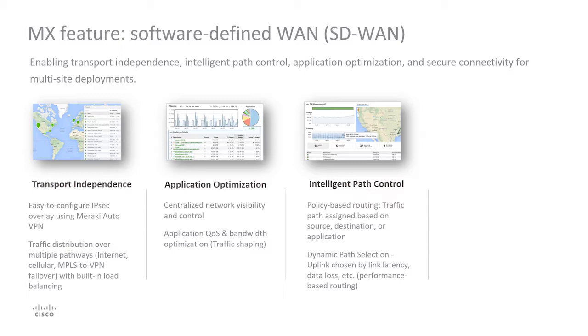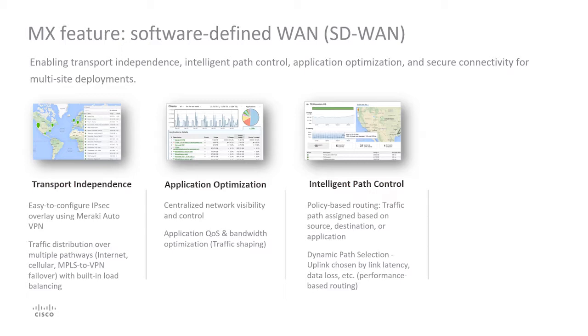So what does this mean? This means you can set up a custom performance class. For example, you could set up a performance class indicating that voice over IP traffic should be on a path with less than 150 milliseconds of delay.